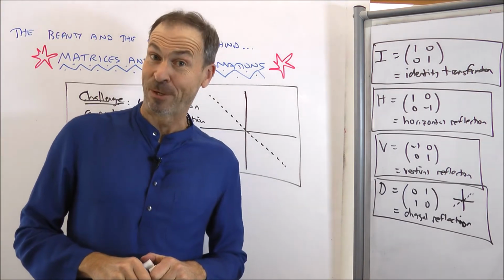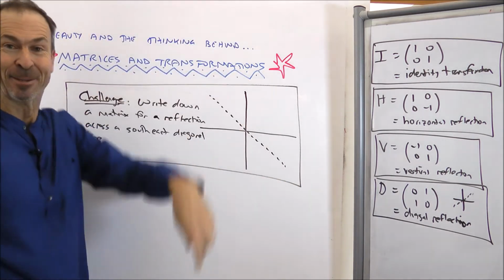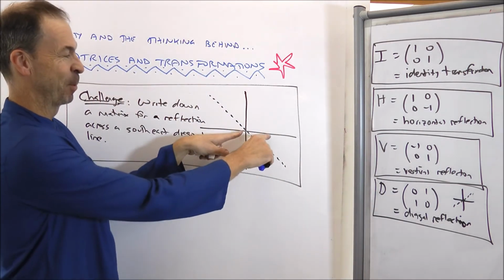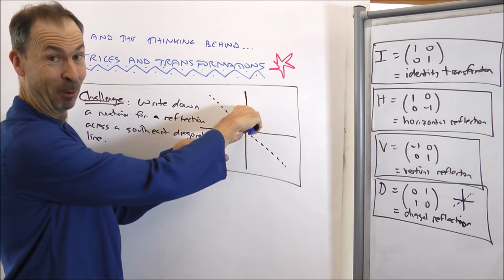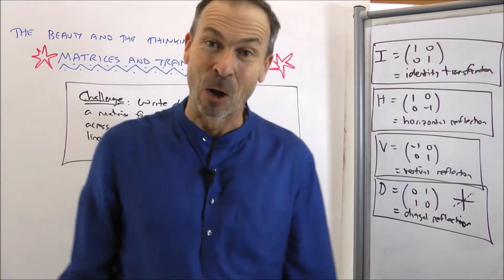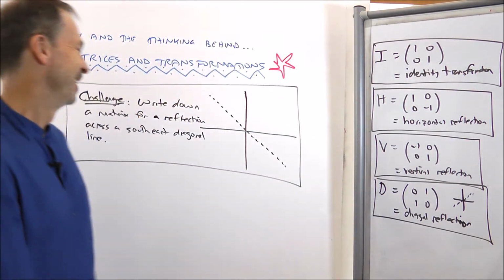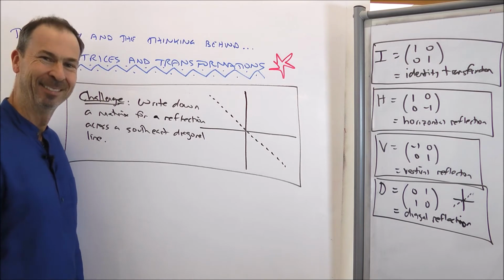Okay, here's my challenge for you. Write down a matrix for reflection across the other diagonal, the southeast diagonal line. And here's my advice. Figure out where you want the basic fundamental point 1, 0 to go, and where you want the point 0, 1 to go. They will probably give you the columns of the matrix you're looking for, and then you can check it's doing the right thing. So can you write down the 2 by 2 matrix that does the trick here? Give it a try.